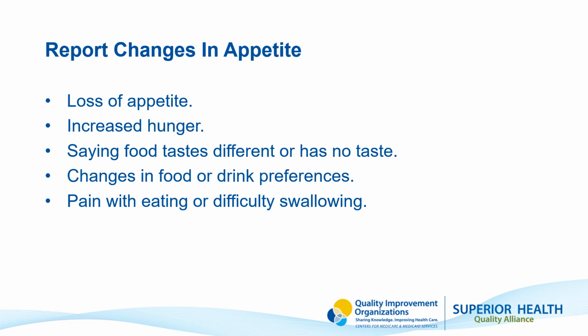It is common to see changes in appetite with elderly patients. It is still an important change. Changes in appetite that should be reported include eating more or feeling increased hunger, saying the food tastes different or has no taste, changes in their food or drink preferences, a decreased appetite or not wanting to eat. Be sure to report any pain with eating or difficulties swallowing immediately.